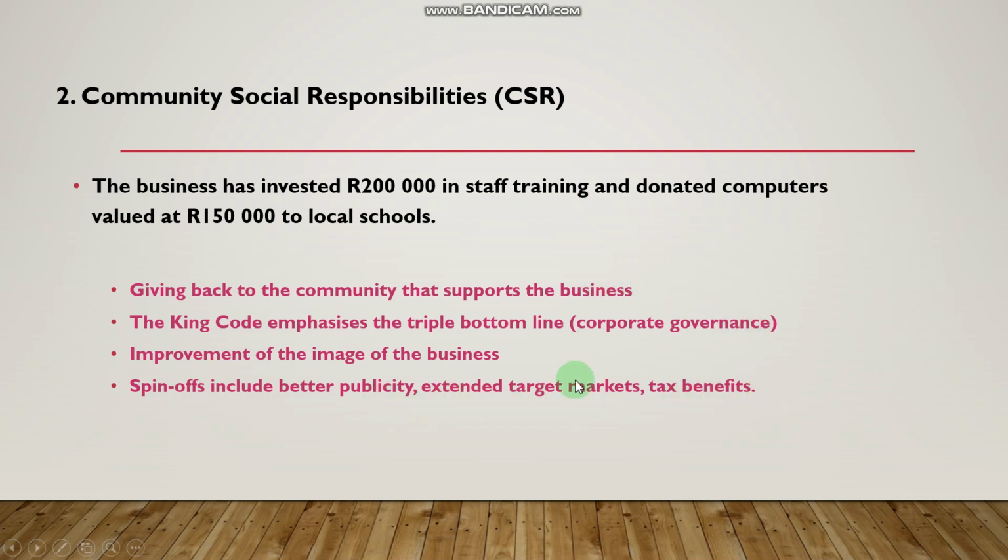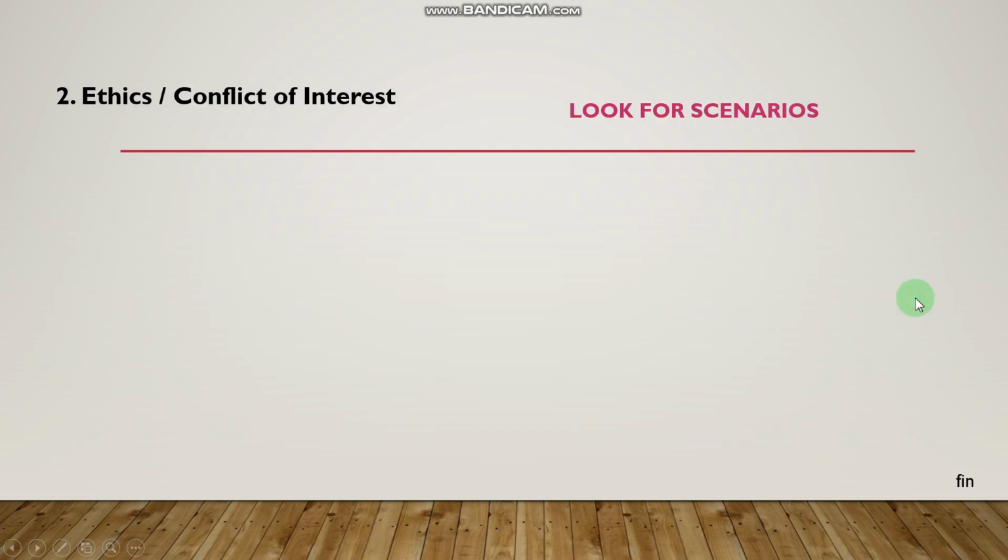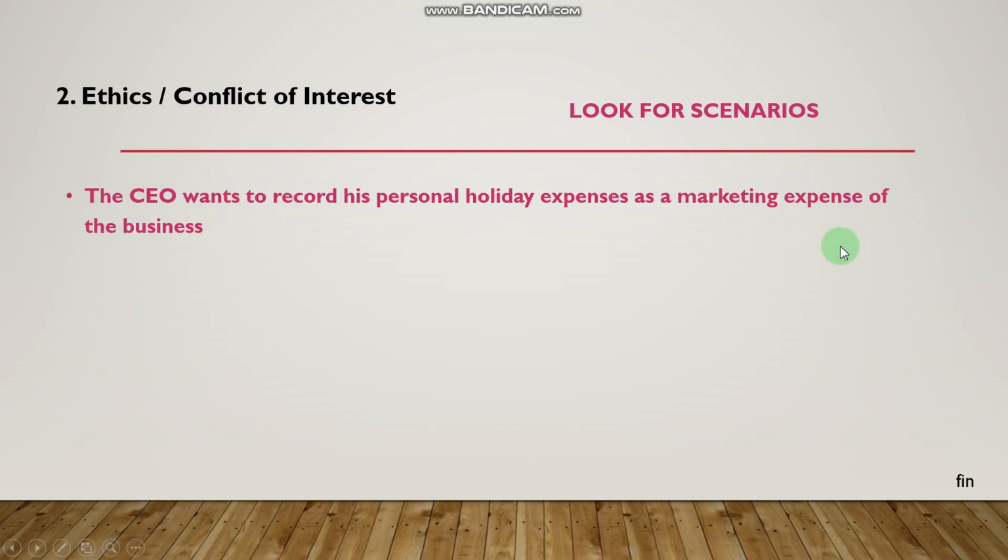So there's various reasons why a company would do that, and you need to structure your answer in short, clear points so that it's easy for those people who are marking them. They will not be confused. You don't need to say community social responsibility, you can explain it in any of these ways. And lastly, looking at ethics and conflict of interest, other scenarios. I'll just list some scenarios for you here.